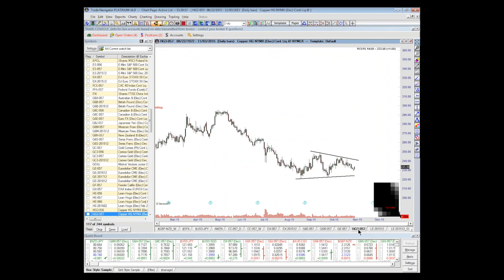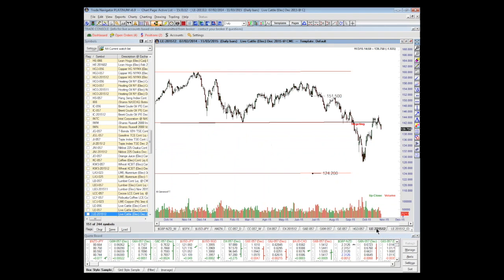Copper is building a symmetrical triangle. Right now, this is too short for us. Even if this completed, we probably would not trade this because we're looking for patterns that are 12 weeks in length. This hasn't quite made it, but we have it on here because we think if the market drifts sideways for a bit. Now, we're looking for an opportunity to sell the cattle market.